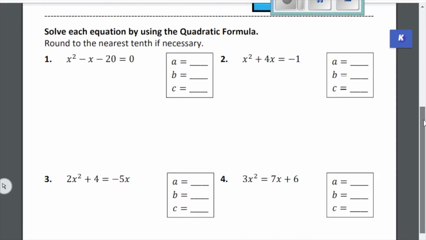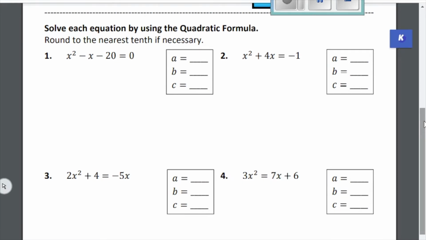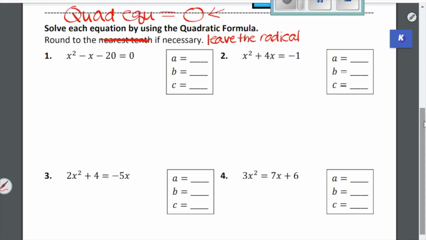Okay, now that you've seen the video again, we're going to solve each equation by using the quadratic formula, round to the nearest tenth. We're going to mark that out because we're going to leave our radical in there. So again, it's very, very important that the quadratic equation equals 0. You have to have it equal 0. It must, because that is how you find the correct values of A, B, and C.